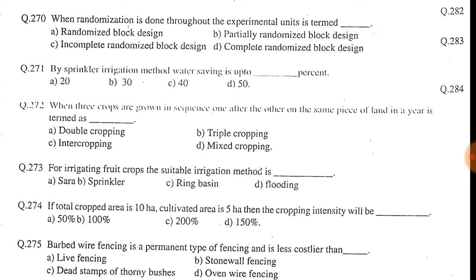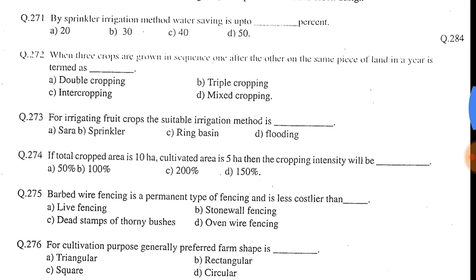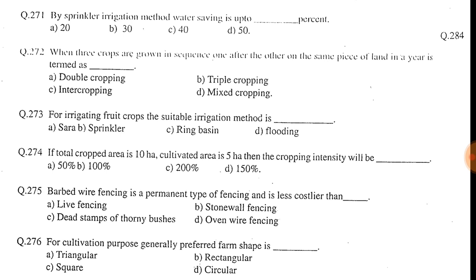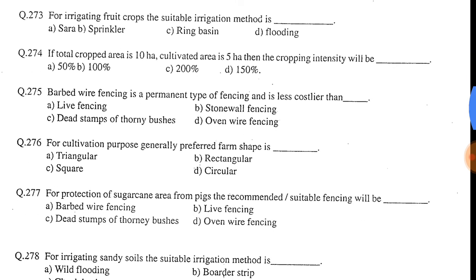271. By sprinkler irrigation method, water saving is up to 30%. 272. When three crops are grown in sequence, one after the other, on the same piece of land in a year, it is termed triple cropping. 273. For irrigating fruit crops, the suitable irrigation method is ring basin. फ्रूट क्रॉप के लिए रिंग बेसिन.